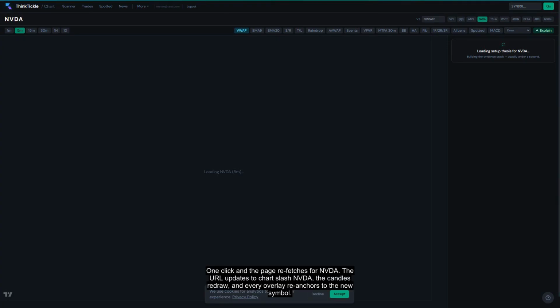One click and the page refetches for NVIDIA. The URL updates to chart/NVDA, the candles redraw, and every overlay re-anchors to the new symbol.